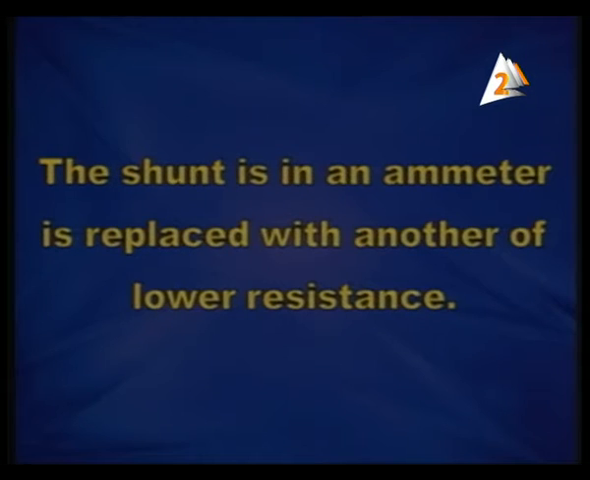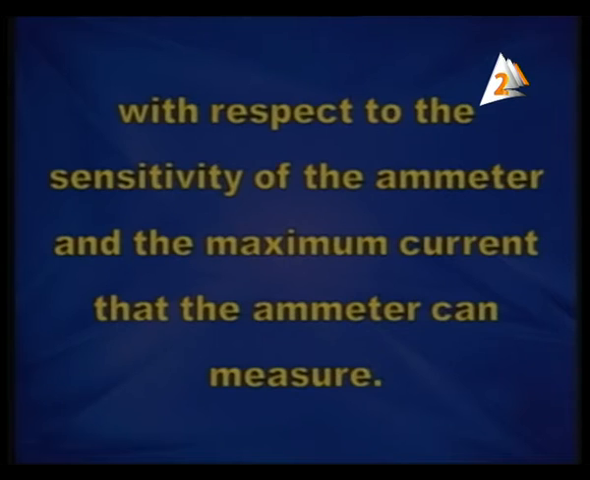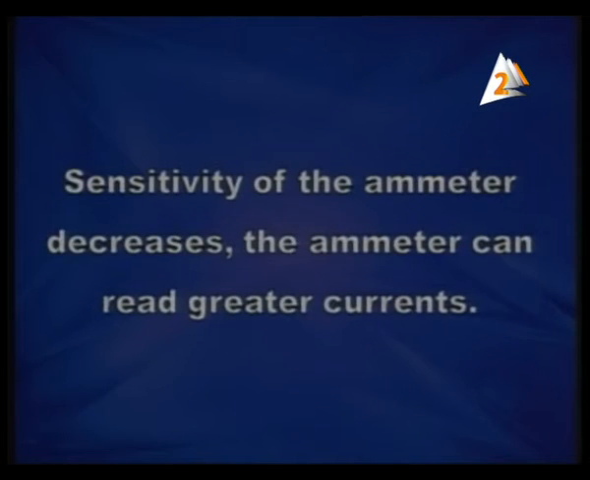What happens when the shunt in an ammeter is replaced with another of lower resistance? It asks with respect to the sensitivity of the meter and the maximum current that the meter can measure. What happens to the sensitivity when the shunt is replaced with another of lower resistance? Okay, sensitivity decreases, and this means the meter can read greater currents.